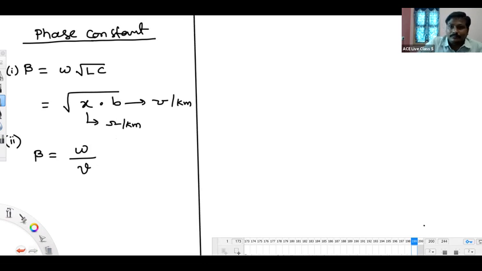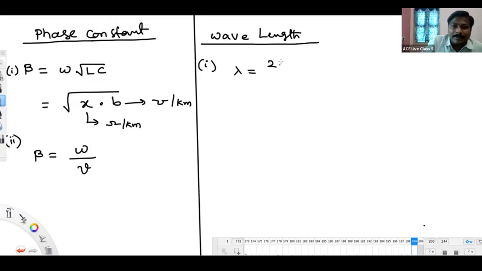And the second term we have discussed is wavelength. What is the first preference for wavelength? Lambda is equal to 2 pi by beta. This is the first preference. If that is not possible to use, meaning if they have not given the beta value in the problem, then the second preference will be velocity of the wave by frequency of the operation.